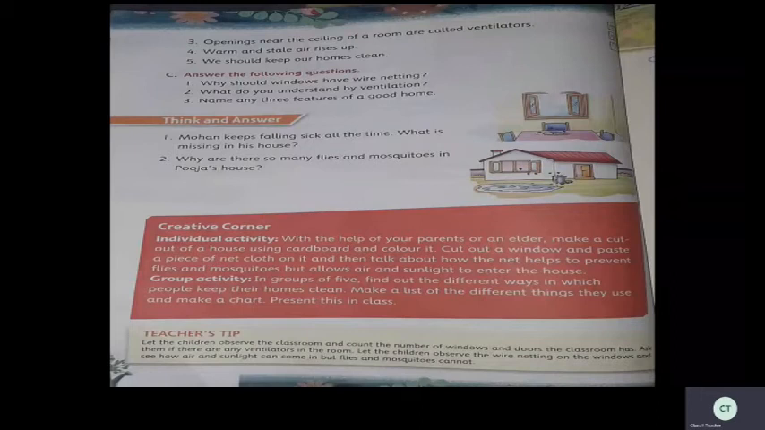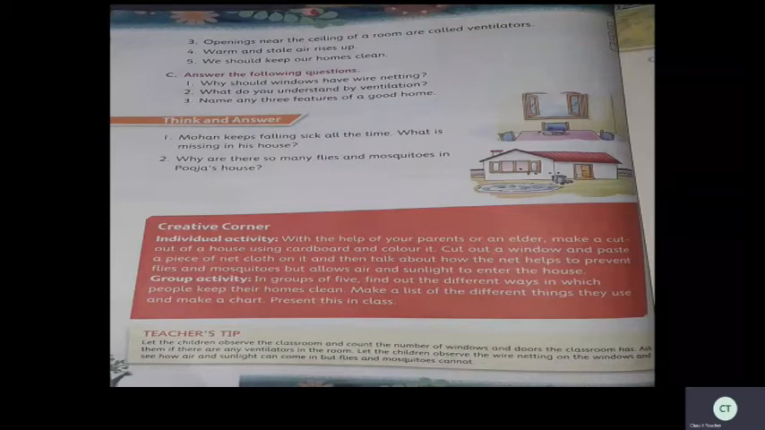Then second question, what do you understand by ventilation? Once again, children, what do you understand by ventilation? The answer is, movement of air inside a room or a house is called ventilation. Movement of air inside a room or house is called ventilation.